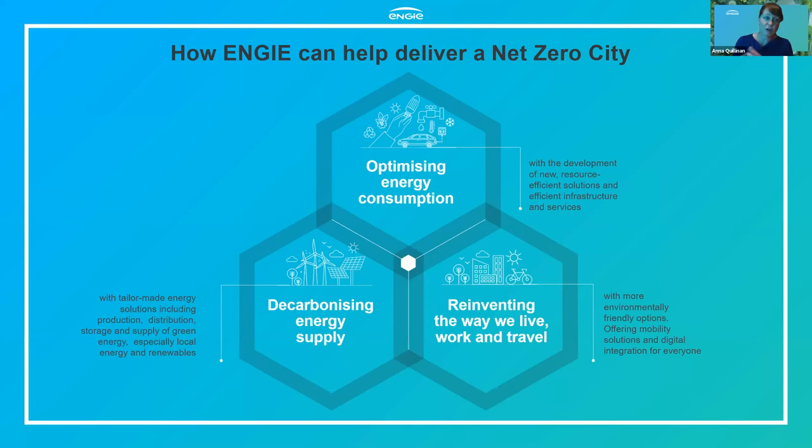At ENGIE, when we focus on the energy aspect of a net zero city, we look at three key areas. The first one, of course, is to optimize the energy that we use today. I think it's no longer acceptable just to use energy like we always have, like it's an endless supply of something that we never have to worry about running out of. It's really important that as we transition to this future of renewables, that we're quite conscious about how we use energy, when we use it.